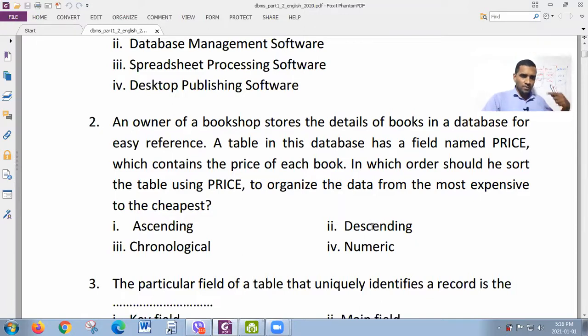Ascending means from least to most, right? But this is the opposite. So descending order, second answer.